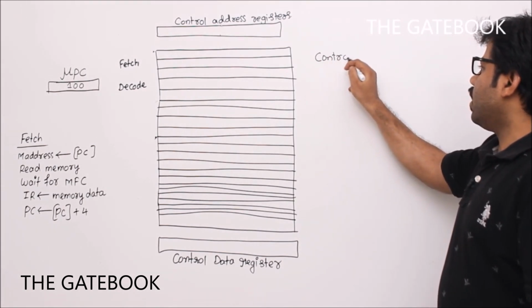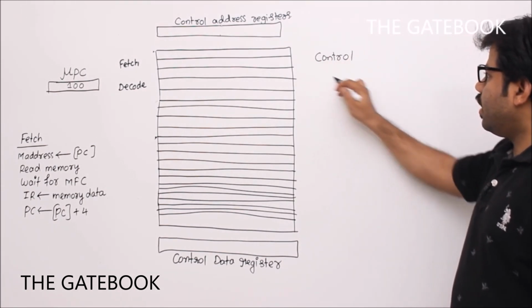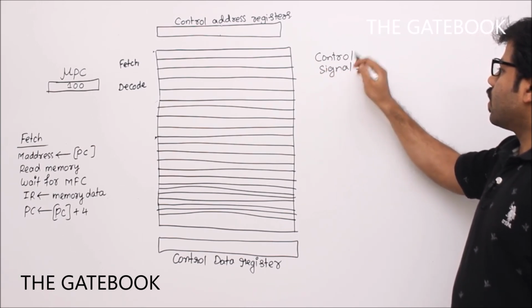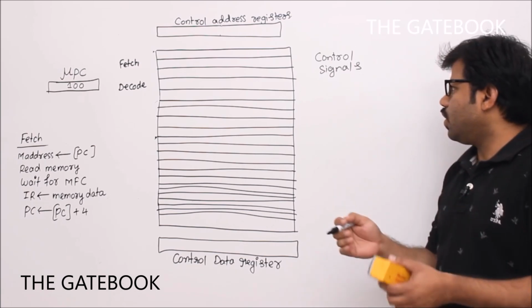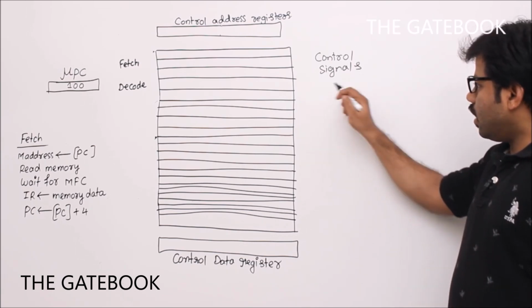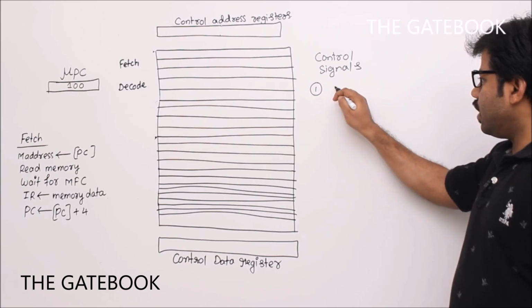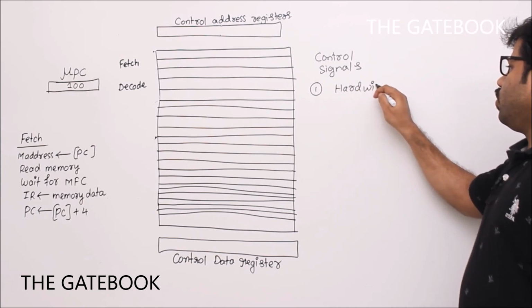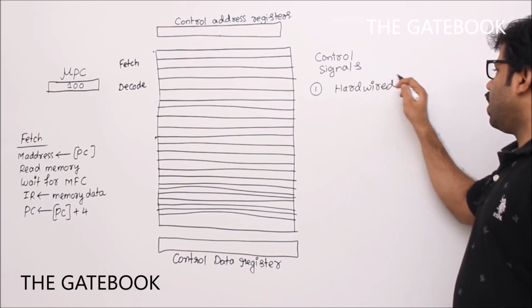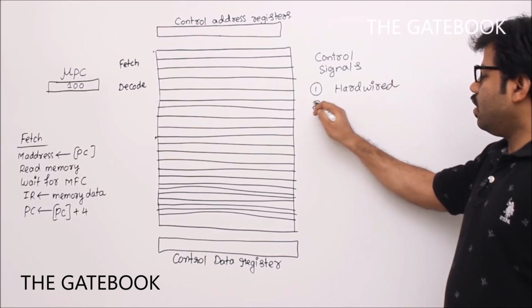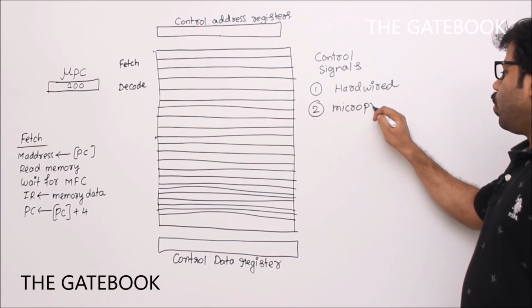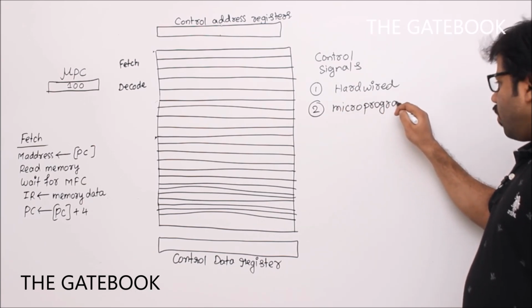Finally, you remember one thing. The control unit should generate control signals for making your circuits work, right? Those control signals can be generated using a circuit, that is nothing but hardwired. If you use a circuit, then it is called hardwired control. Second one, we have microprogrammed control. We can program them.